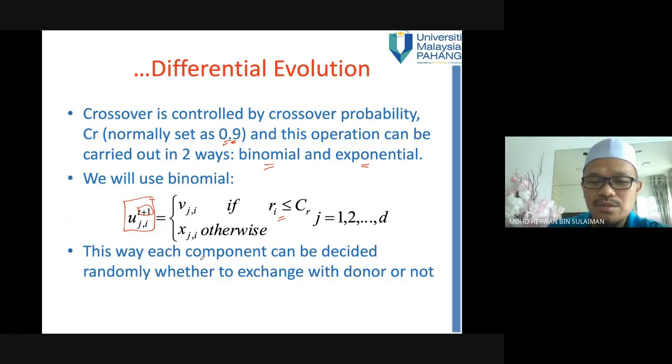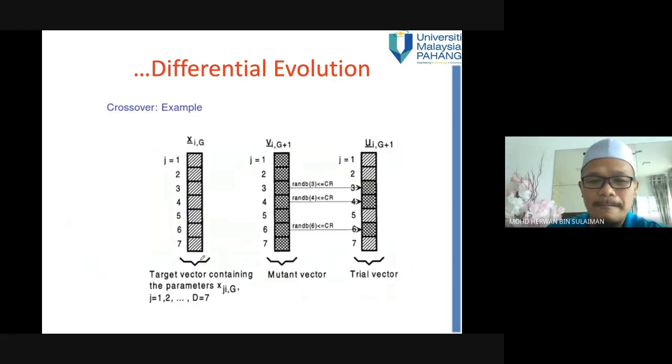Okay, this way each component can be decided randomly whether to exchange with donor or not. So this one is an example. Let's say we have this vector, and then this is our donor. Target vector containing the parameters. This one has 7 dimensions. This one is your mutant vector. This one we call the trial vector.